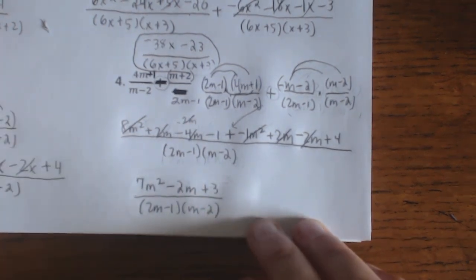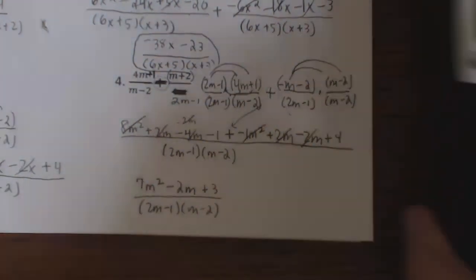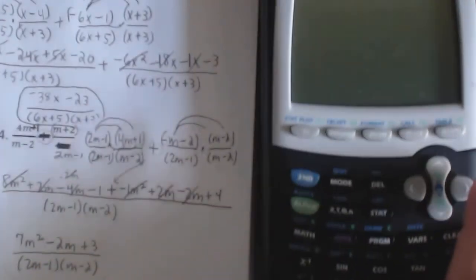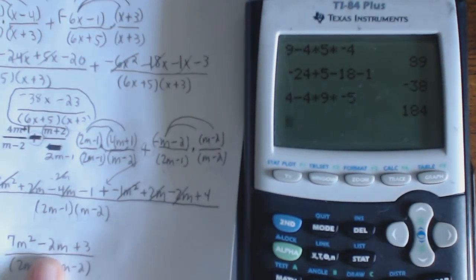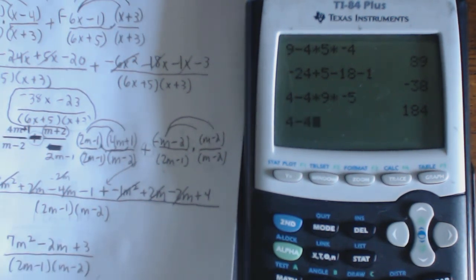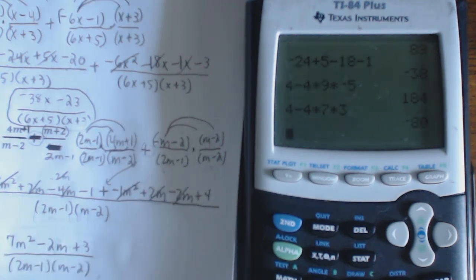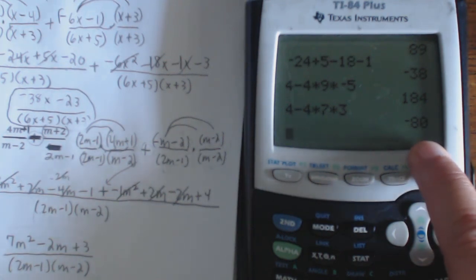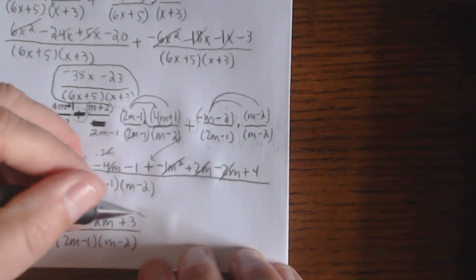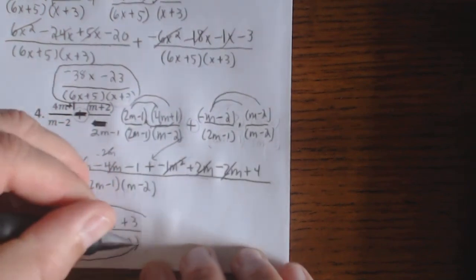And then again, we want to check to see if that factors. So I'm going to use the discriminant. So b squared would be 4 minus 4 times a, which is 7, times c, which is 3. And I'm looking for a perfect square here, and I definitely don't have a perfect square. I have a negative under a radical, so that would not factor. And so that's the final answer.